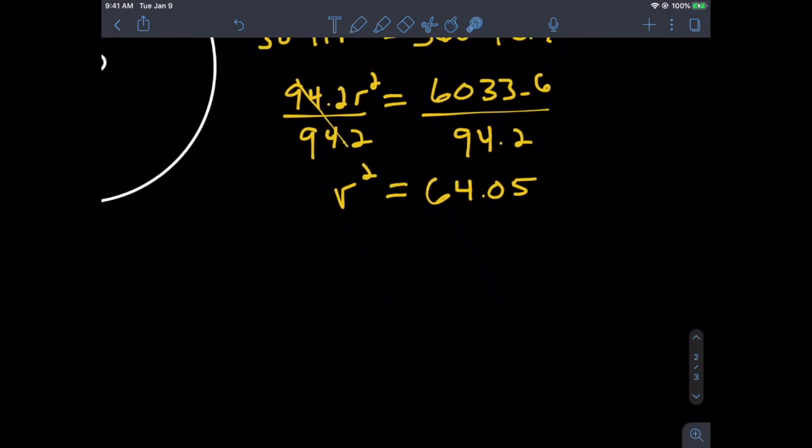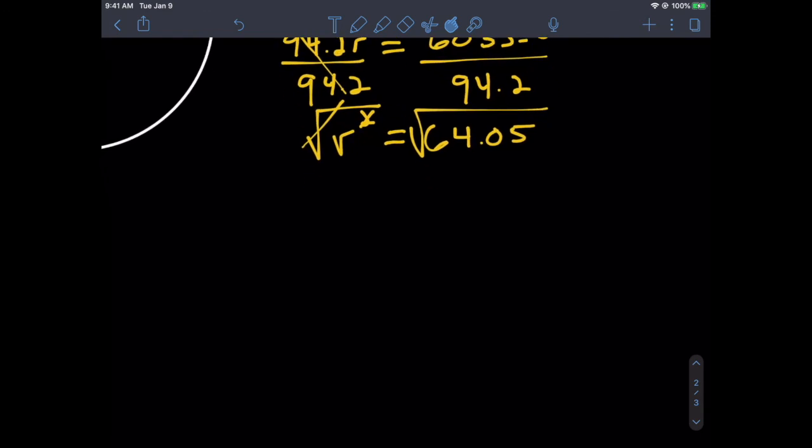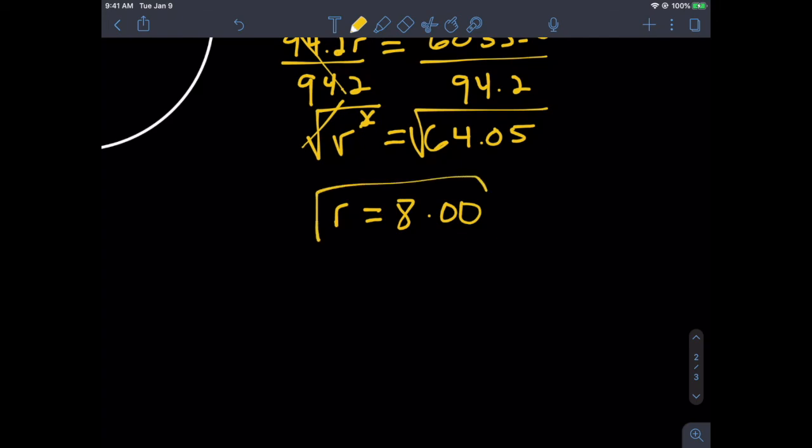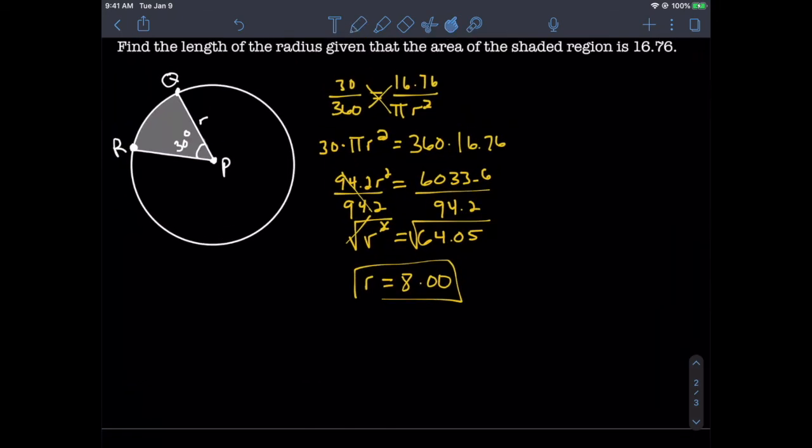Now we want to get rid of that squared. Don't be doing something silly like dividing everything by r. You take the square root. When you take the square root, it cancels out the squared. See? And then all that work gets us to a final answer of r is equal to 8. Done.